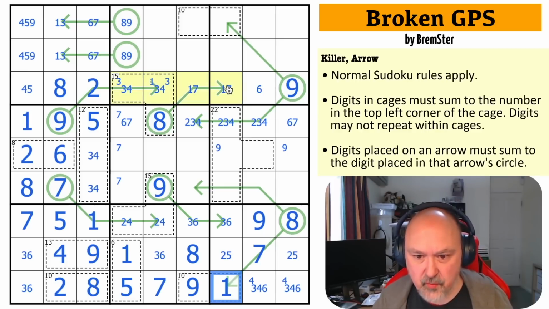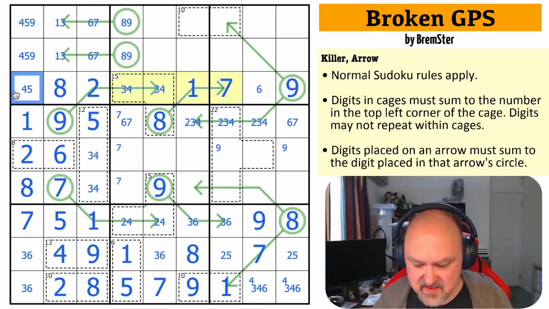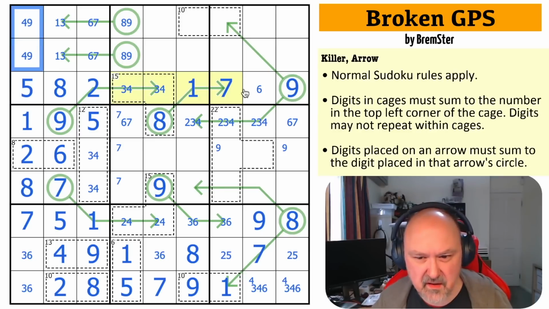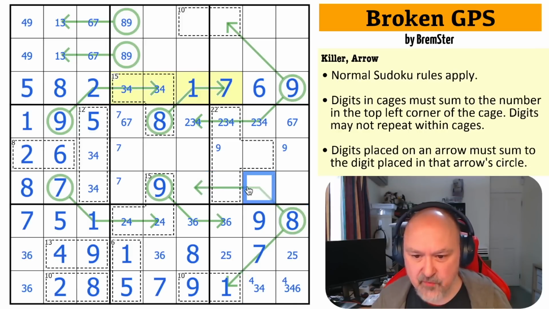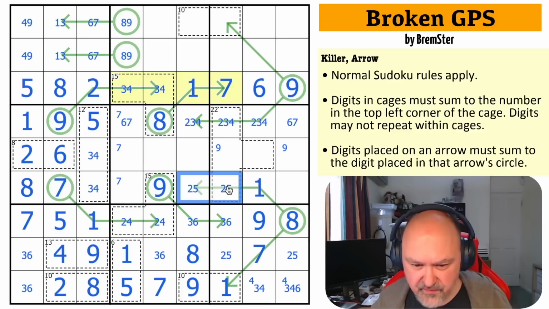And I know the order. The 1 makes that 7 and that 1. There's no 1 there. This is a 3, 4 pair. This is a 5. There's no 5 here. This is now a 6, which takes 6 out of there. This is an 8 arrow that has to have a 1 on it, which must go there. And this is either 2, 5 or 3, 4, and it can't be 3, 4. So it's 2, 5.